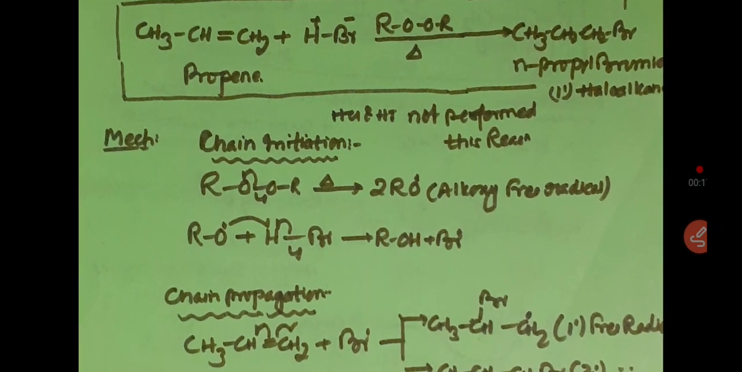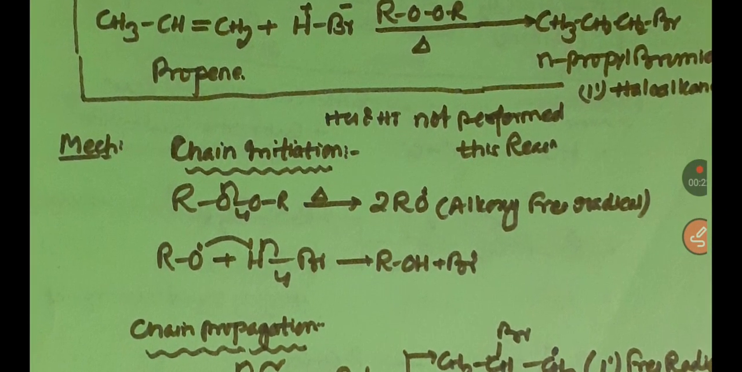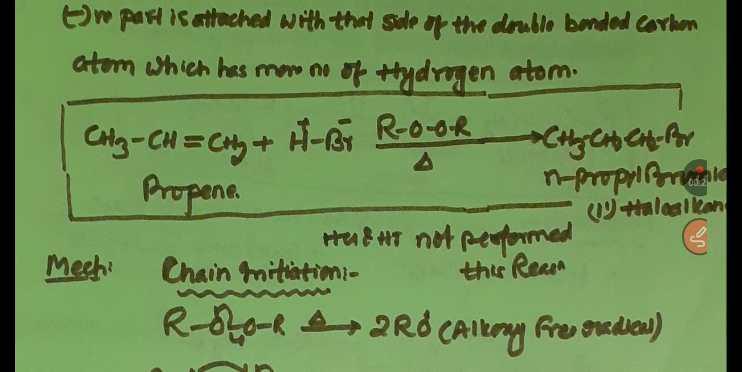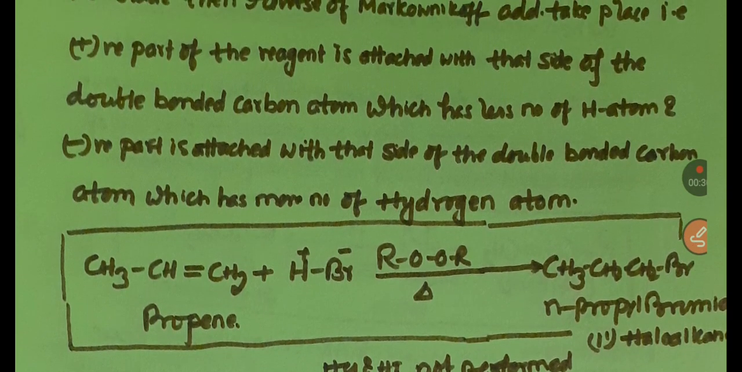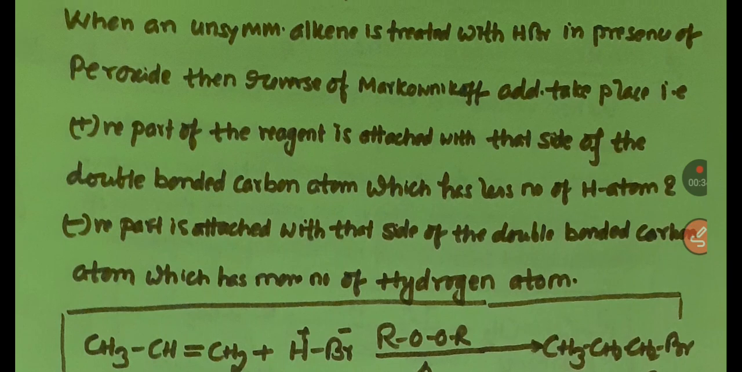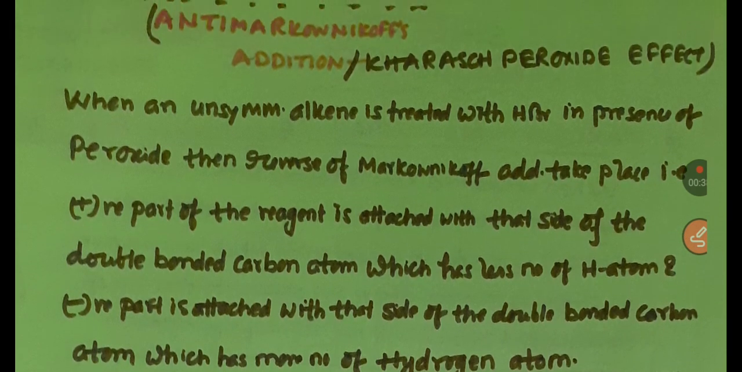Today in the class we will see anti-Markovnikov addition, which is also known as Kharasch peroxide effect. And what is anti-Markovnikov addition? It has been stated that whenever an unsymmetrical alkene is treated with HBr in presence of peroxide, reverse of Markovnikov addition takes place.